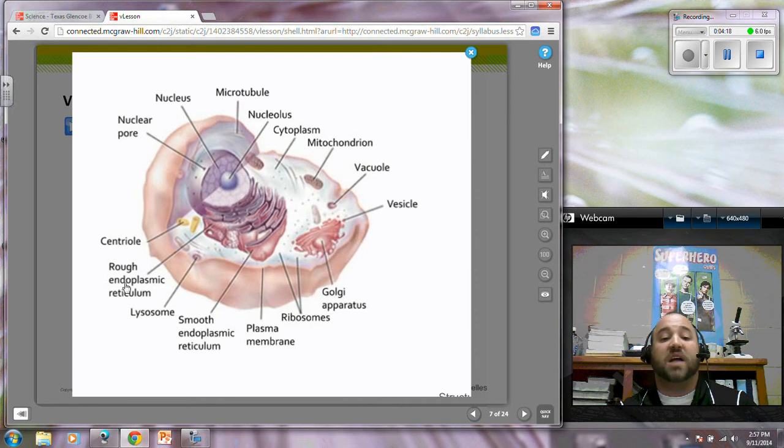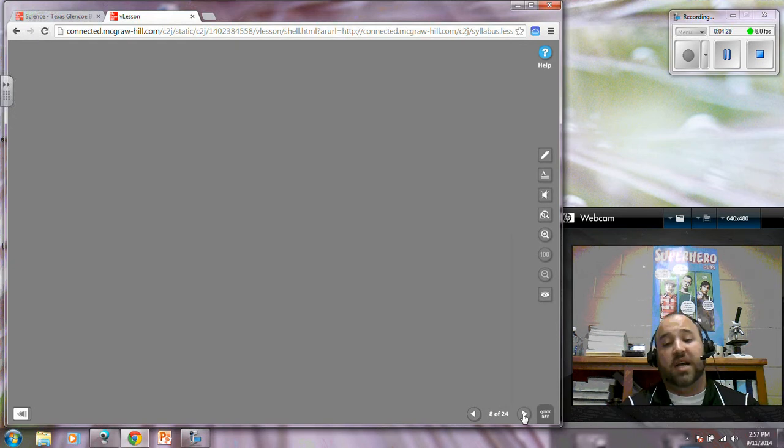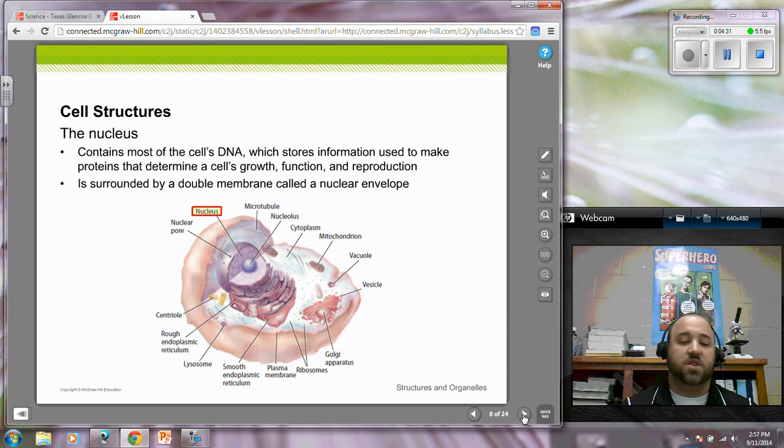You have your rough endoplasmic reticulum, which makes your proteins. It actually does translation, not transcription. And then you have your centrioles, which help in cell division. And then your lysosomes help dissolve things. So that's just a brief analysis of all the different things we have.